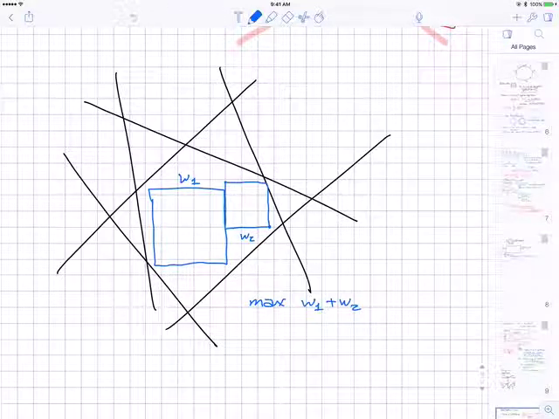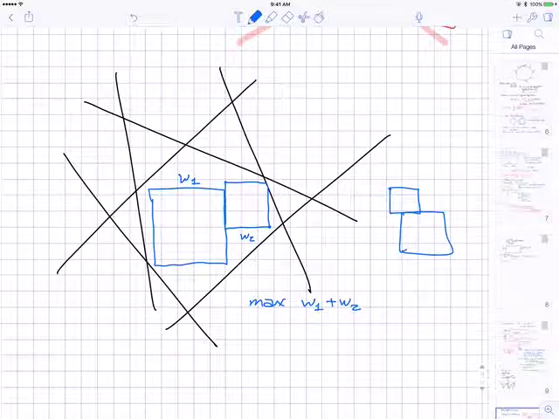Two interior disjoint axis aligned squares with maximum total perimeter. Right, the perimeter is actually 4 times W1 plus 4 times W2, but whatever, that's fine. And there's a hint that there are 2 cases to consider. One of them is the picture that I've drawn here. The other is the picture that I can draw like this. So one of them is the 2 squares meet side by side. The other is the 2 squares meet top to bottom.